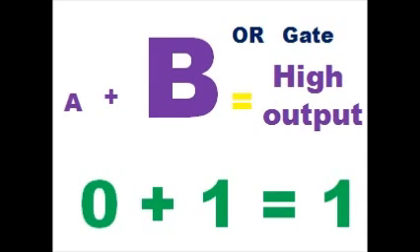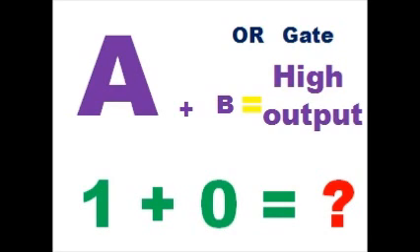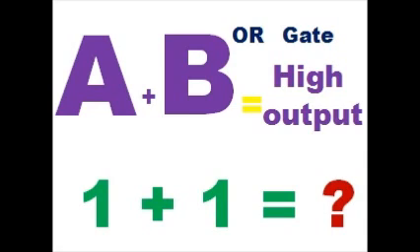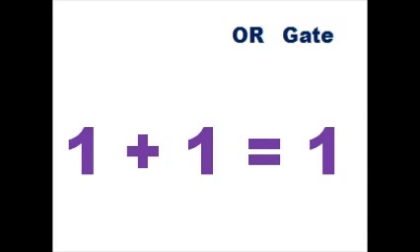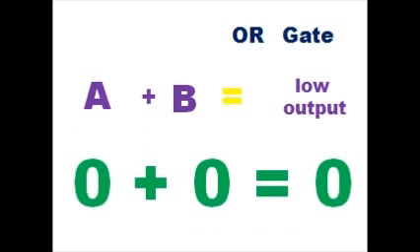0 plus 1 will give you 1. It could be A that is high and B that is low. 1 plus 0 will give you 1. Both inputs could be high. A and B high. 1 plus 1 will give you 1. Remember that 1 plus 1 is 1 in base 2. And 0 plus 0 will give you 0.